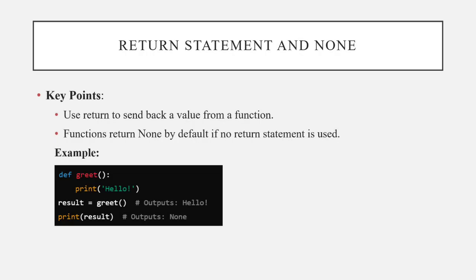Now, one important thing to remember is that if a function doesn't have a return statement, it returns None by default. Let me show you an example. So, as you can see, the function prints hello, but since we didn't tell it to return anything, it gives back None. So, if you want your function to return a value, always use the return statement. This is all about the return statement and None.